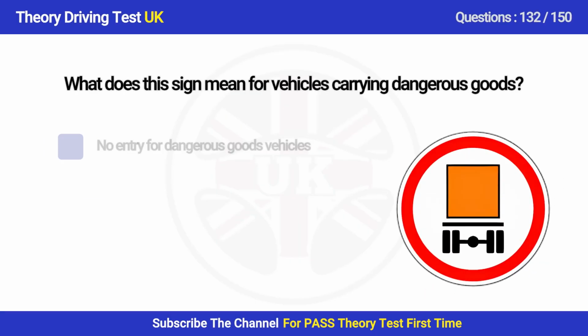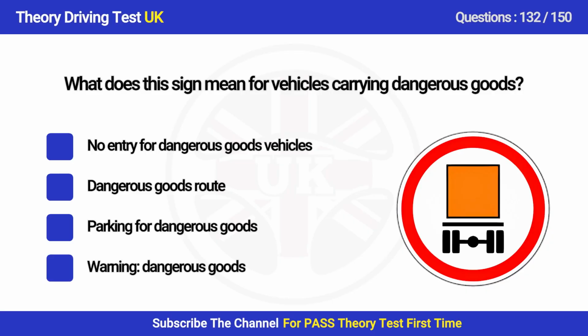Question 132. What does this sign mean for vehicles carrying dangerous goods? A. No entry for dangerous goods vehicles. B. Dangerous goods route. C. Parking for dangerous goods. D. Warning, dangerous goods.